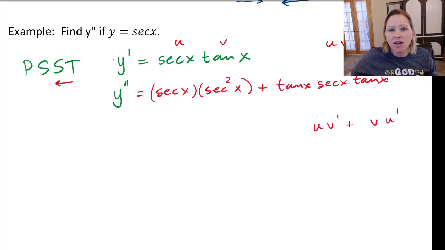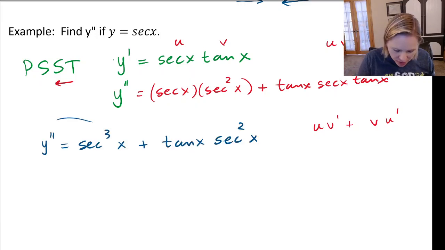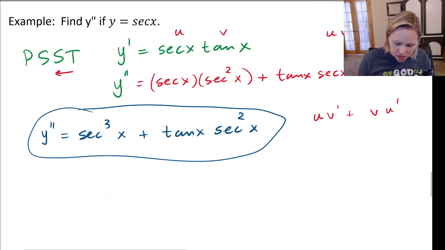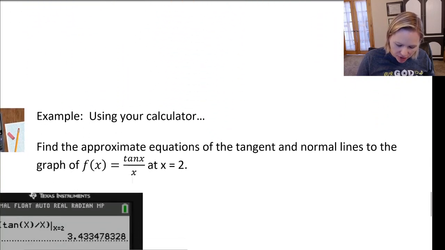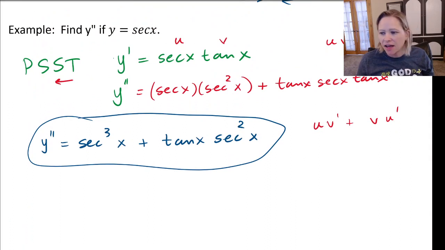Okay, so now let's rearrange here, and we'll put everything where it needs to go. And when we clean it up, here's my second derivative. We get secant cubed plus tangent of x, secant squared of x. So here's how we can use these trig functions to find some answers. And this is a good overview of how we can apply these trig rules and find these derivatives.